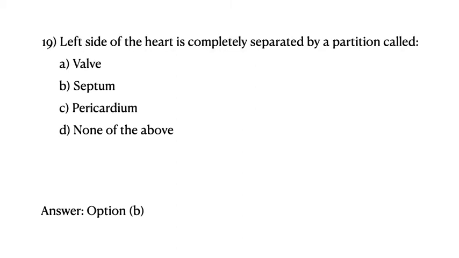Question number 19. Left side of the heart is completely separated by a partition called option A, valve, B, septum, C, pericardium, D, none of the above. Now children, what is the answer? Yes, it is septum. Septum separates left side of the heart completely from the right side. Okay, so here option B is the correct answer.